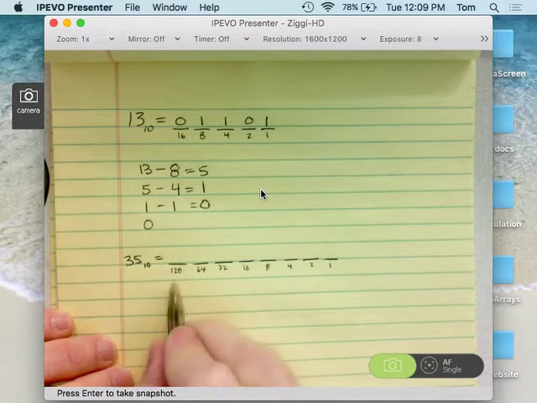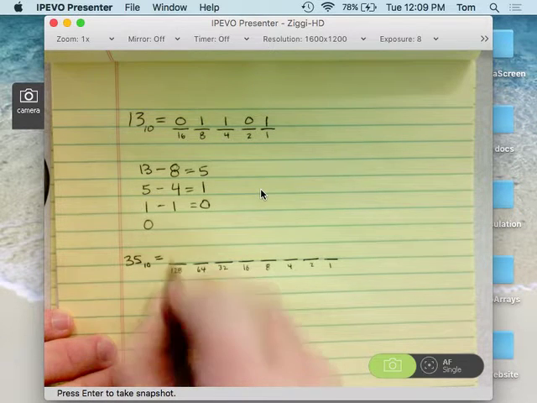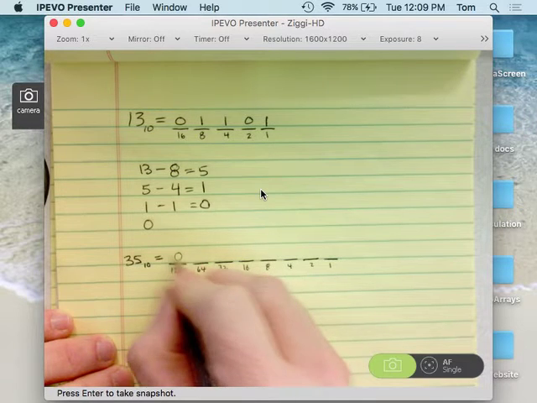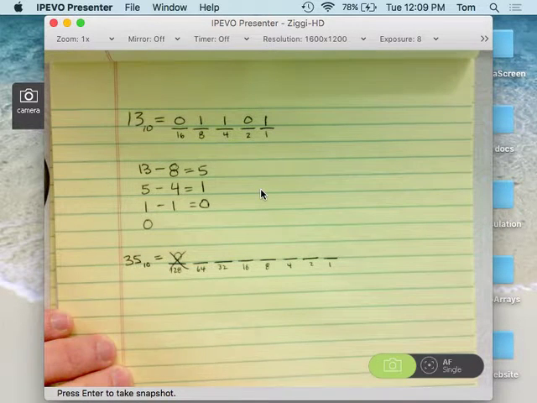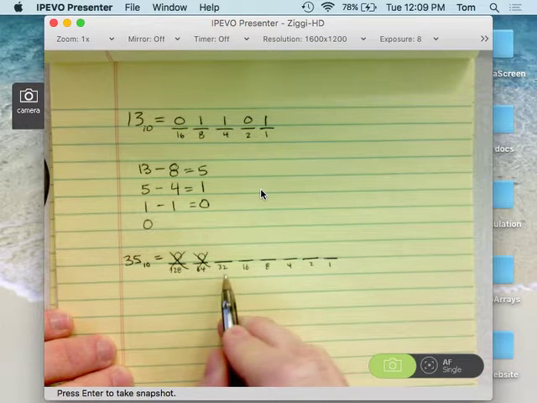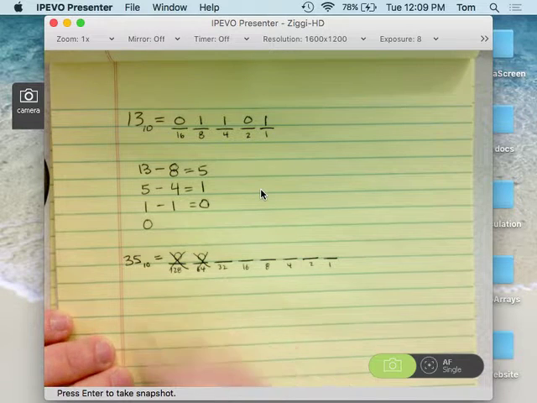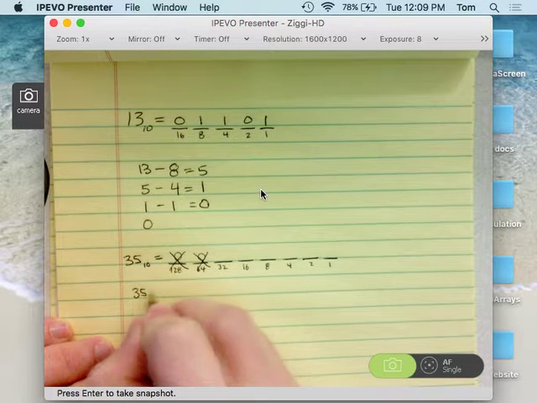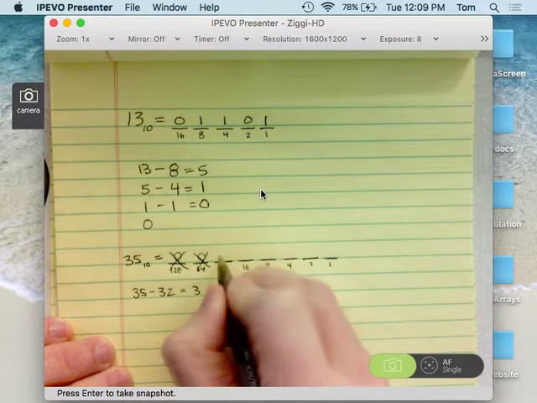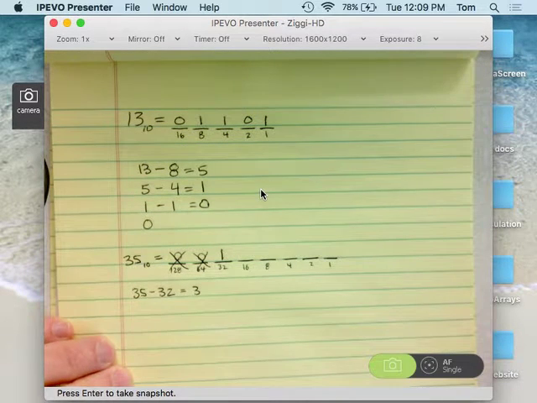Do I need a 128's place? No, I don't need a 128's place because 35 isn't that big. So I can either put a 0 there or I can just ignore it totally. Just say I'm not going to use that. 64 would be a 0 or ignore it totally. Am I going to use a 32? Yep. So I'm going to take 35 and I'm going to subtract 32 from it. That gives me 3, and because there was a 32 in the 35, I'm going to mark a 1 down.